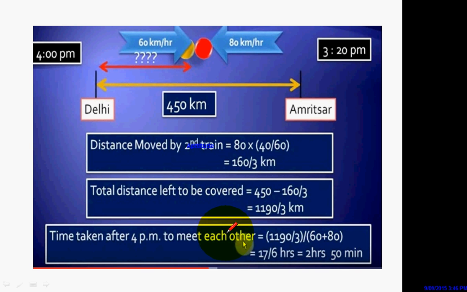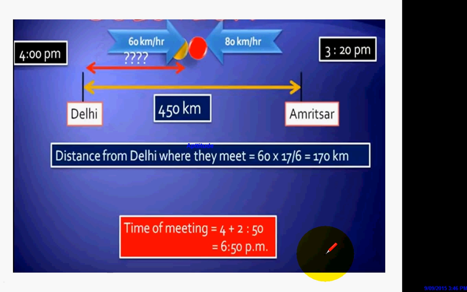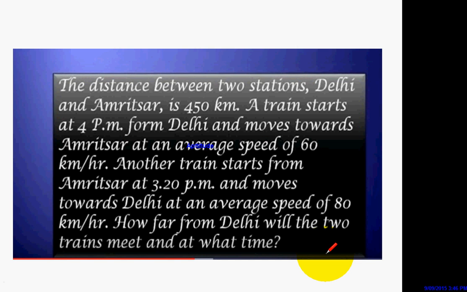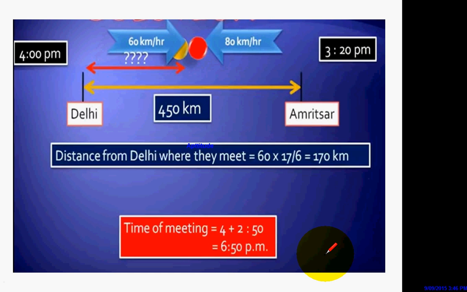So time is equal to distance by speed, which is equal to 17 by 6 hours. Very accurately, it is nothing but 2 hours 50 minutes. So this is the time taken after 4 p.m. to meet each other, that is 2 hours 50 minutes. And they have asked the other point also. That is, two questions are there. We need to calculate the time and also the distance.